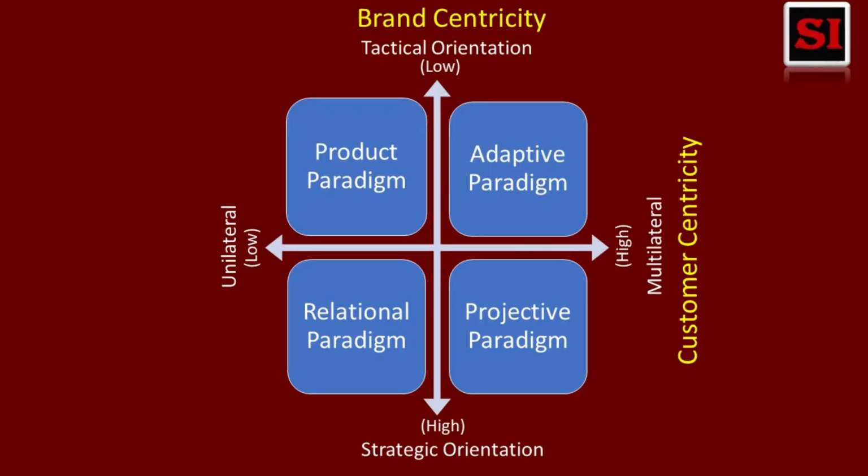The second important aspect we study under lens 1 is orientation. One should follow tactical orientation in practice if the marketing vision is based on either the product paradigm or the adaptive paradigm. This approach is generally short term and gives an early hike, whereas one should follow strategic orientation in marketing practice if the marketing vision is based on either the projective paradigm or the relational paradigm. This is a long term approach and aligned to the strategic vision of the company.